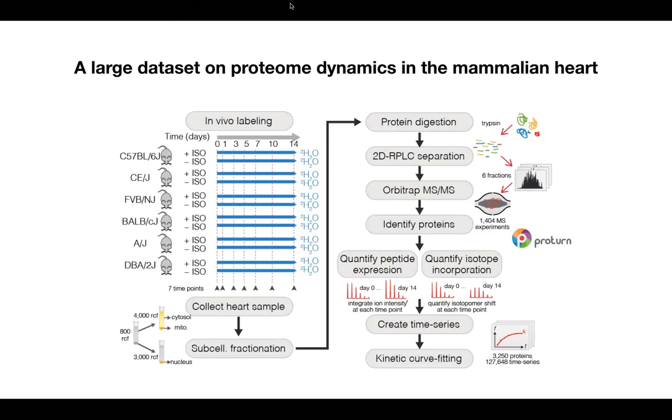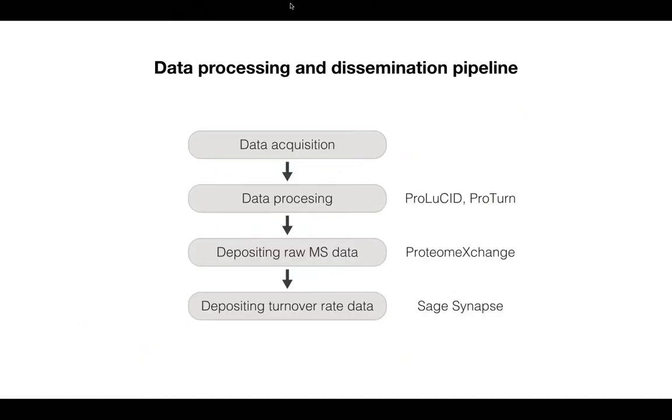After that, we collect samples at multiple time points in each of the particular sample groups. And it goes through multiple rounds of biological fractionation, for example, getting different subcellular proteins, and also chemical fractionation with 2-dimensional liquid chromatography. And then finally, we identify proteins and feed the data into Proton, which I'm not going to go into too much detail for. So that's pretty much it for data acquisition.